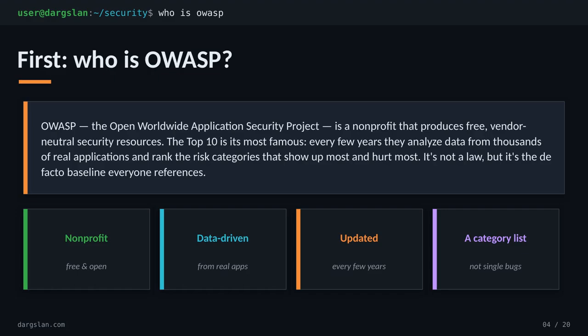Before we go deeper, let's quickly answer who's actually behind this list. OWASP, the Open Worldwide Application Security Project, is a nonprofit that publishes free, vendor-neutral security resources. Every few years, they pull data from thousands of real applications and rank the risk categories that show up most often and cause the most damage. Four things to remember. It's free and open. It's driven by real-world data. It's refreshed on a cycle, and crucially, it ranks categories of risk, not individual bugs.